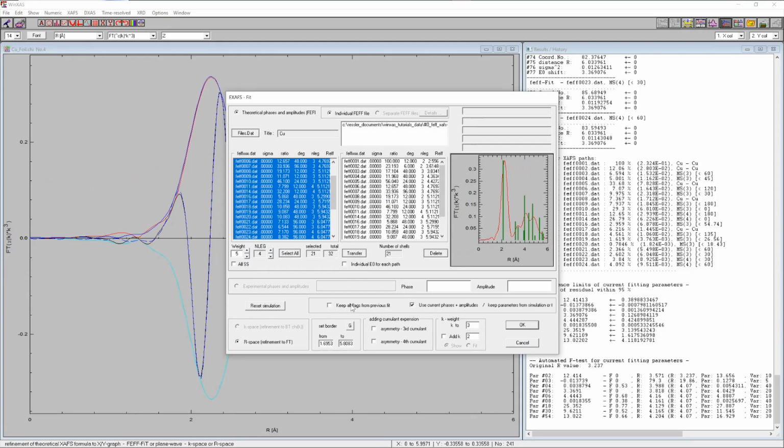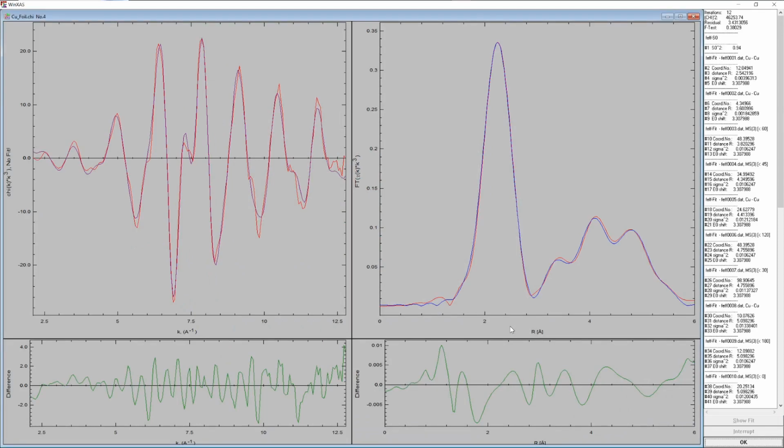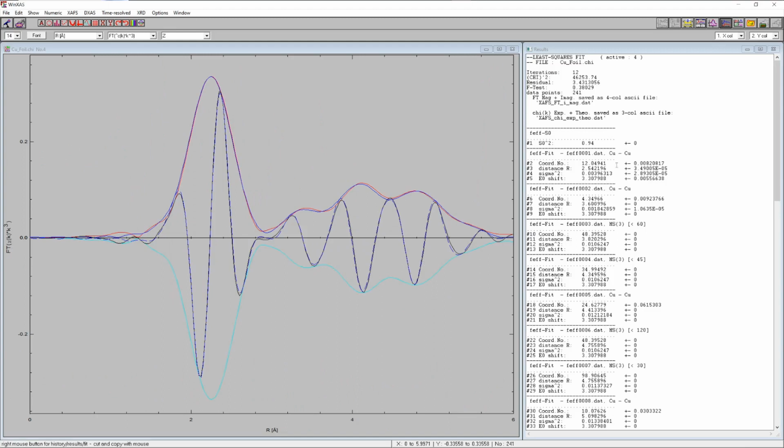We can now keep all the flags, because basically we only want to repeat the refinement with the changed amplitude reduction factor, so we can keep all parameters. We do not need to change anything here. I'm going to set this to 9.4, to make it easier, with a coordination number of 12 now, and we can just start the refinement again and click OK. Now we get a coordination number of 12.05 with this amplitude reduction factor, which is good enough for me for the time being.